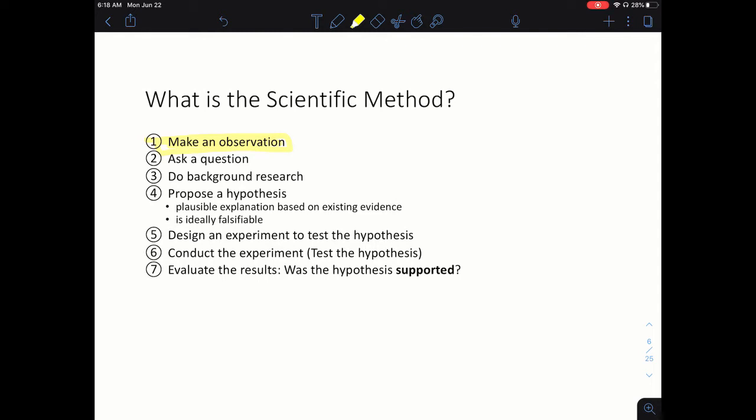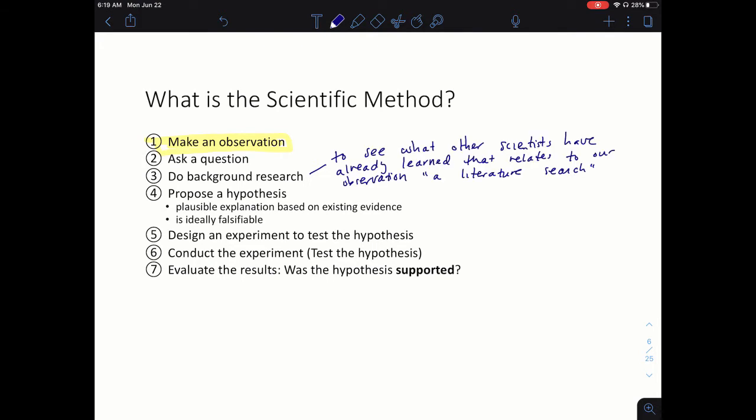Then once this observation has been made, we should ask a question. So why or how, for example. Then we should do background research because someone has probably wondered something similar and maybe already conducted some experiments on this topic. So step 3 here is to figure out what others already know. So do a literature search.